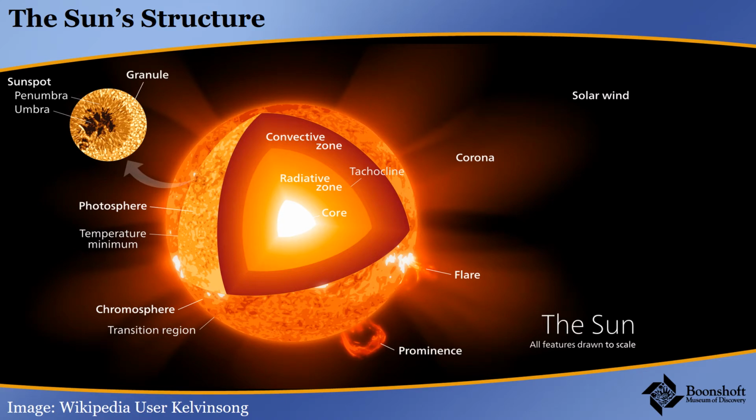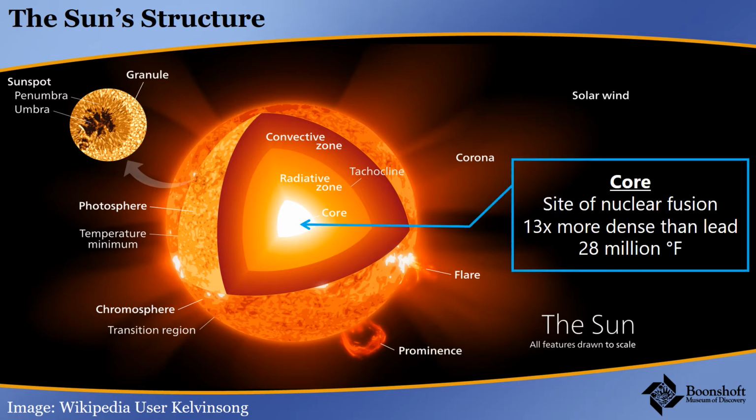So here's a gorgeous picture from Wikipedia. One of the Wikipedia users made this. And so we're going to be talking about each of these parts of the sun. We're going to start with the core. That is where the nuclear fusion happens.